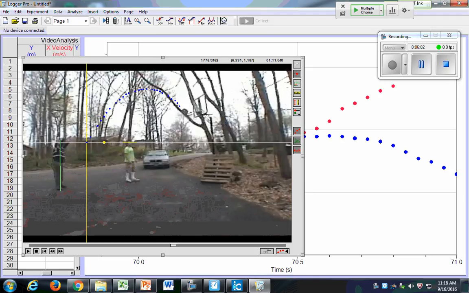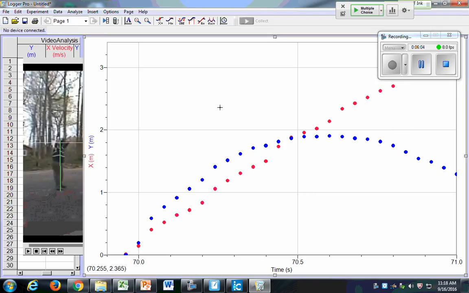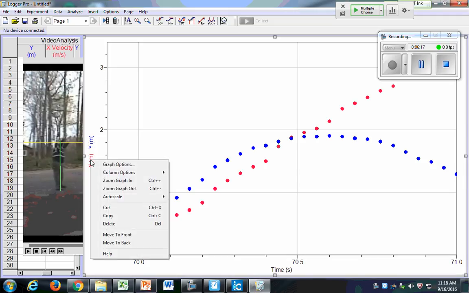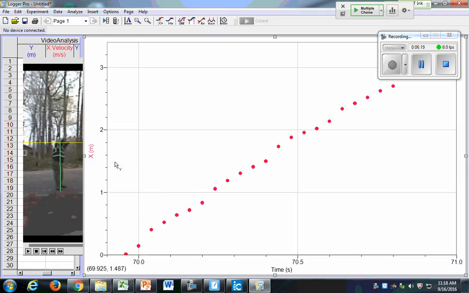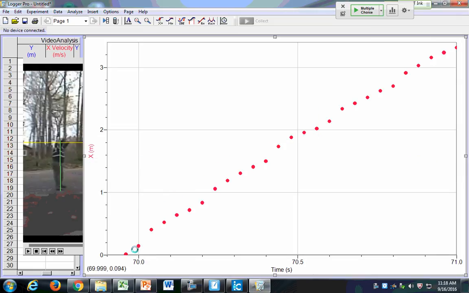All right, and then it hits the basketball goal. So this is the motion. The blue here is the displacement in the x and the y direction, and then the red is the displacement in the x direction. I'm just going to pull up the red. So if I pull up the x direction, notice that it's a straight line, so it has a constant positive velocity in the x direction.